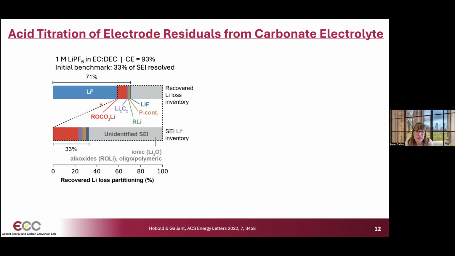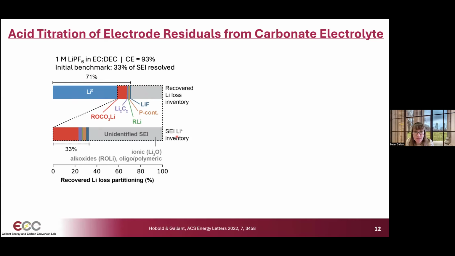So in this first study, we reported that we could resolve about 70% of the capacity loss of the sample, with the majority in the carbonate electrolyte going to inactive lithium. And zooming in now on the SEI composition, we were able to chemically attribute around a third of the SEI to these phases that evolve gases under TGC or lithium fluoride containing phases.